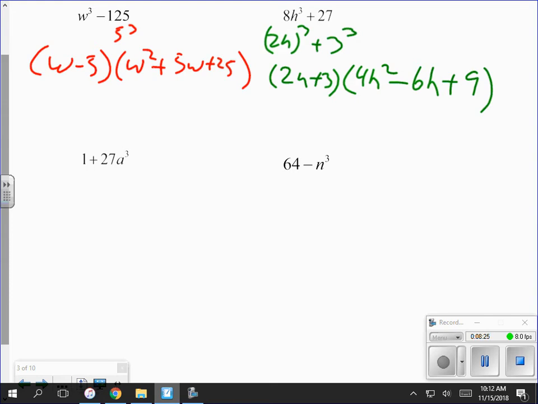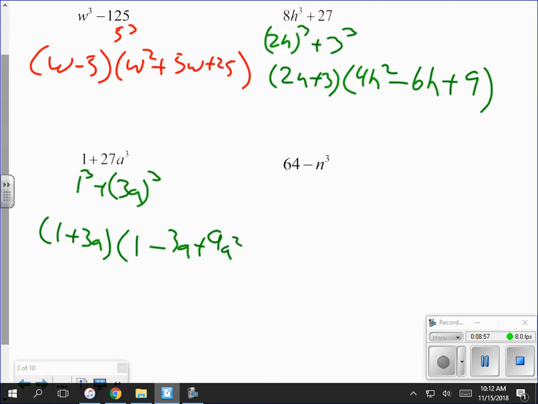Same idea. 1 is 1 cubed. 27a cubed is 3a cubed. What am I cubing to get each term? It's the sum. So it's the first one plus the second one times the first one squared minus, because it's always opposite of what it was here. Multiply the 2. 1 times 3a is 3a. Plus square the last term. Take 3a and square it. I get 9a squared. It's simple. Follow the formula. If you recognize the cubes, follow the formula. It's not that hard.